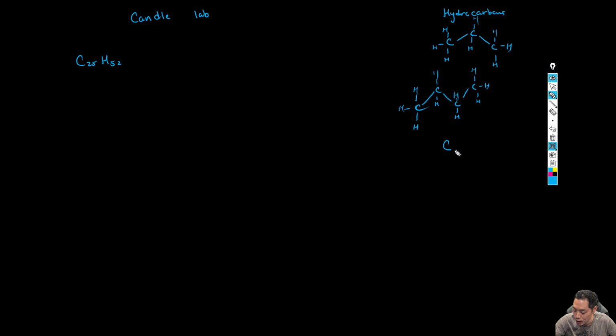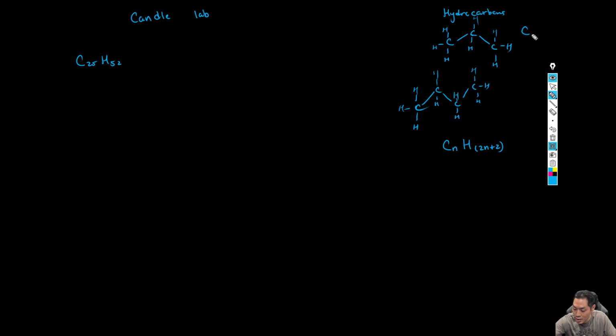So all hydrocarbons have the same empirical formula, which is C n, where n is the number of carbons. The hydrogens are going to be 2 times the number of carbons plus 2, because the ends will have 3 instead of 2. So this is true for all hydrocarbons. If you look here, C25, 2 times 25 plus 2.